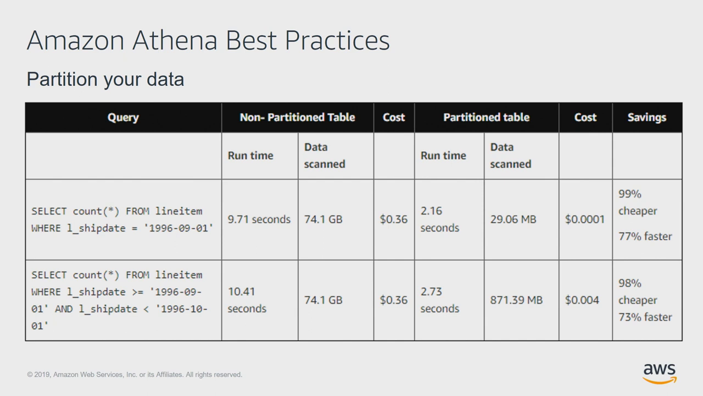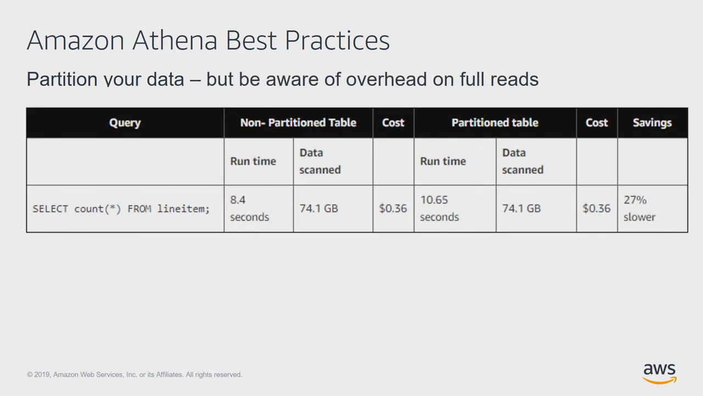Now, by partitioning that data by year, month, and date, we're able to reduce the runtime down to just over 2 seconds. And even more impressively, we're able to reduce the amount of data scanned from 74 gig down to just under 30 megs. So you can see we take the cost of the query from 36 cents to scan the 74 gig of data to well below 1 cent to effectively get the same results from your data set. And that's some of the power of partitioning.